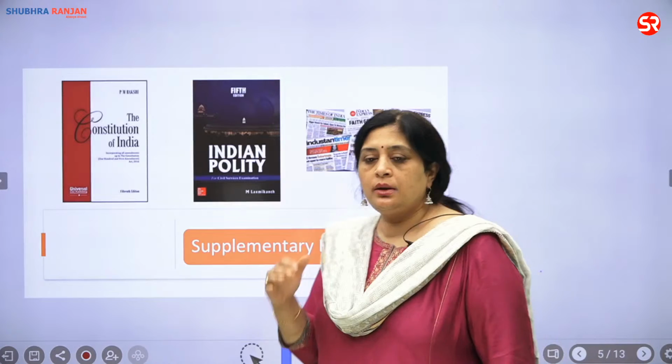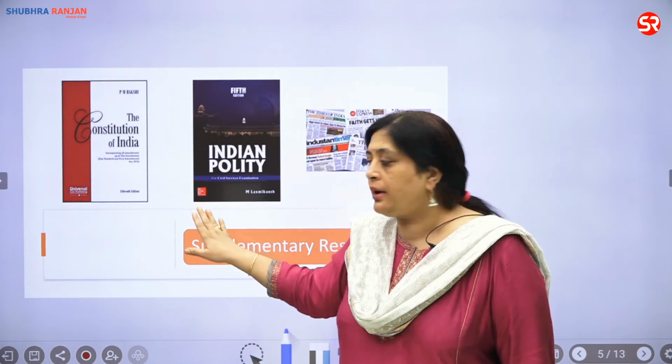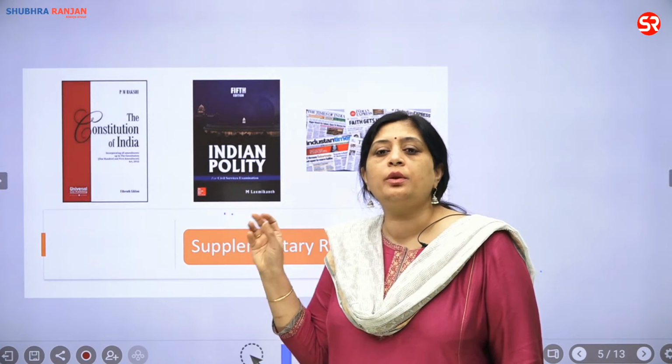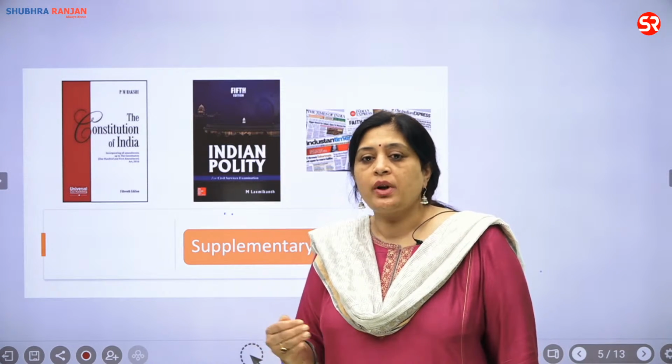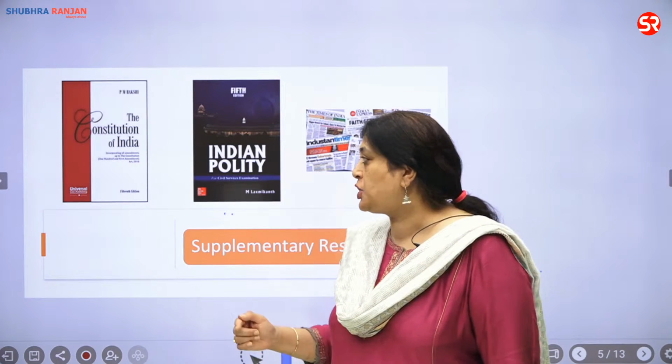Now, though not in the beginning, later on we will require Lakshmikant. Lakshmikant is important only for prelims. With the help of Lakshmikant, you can manage the prelims exam, but you cannot manage the GS paper 2 mains examination.